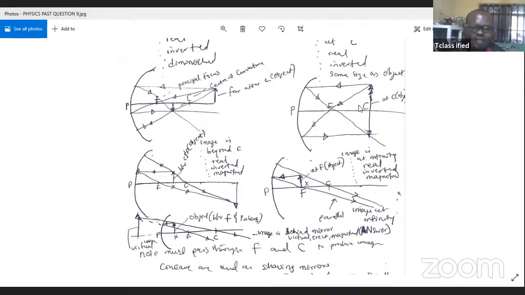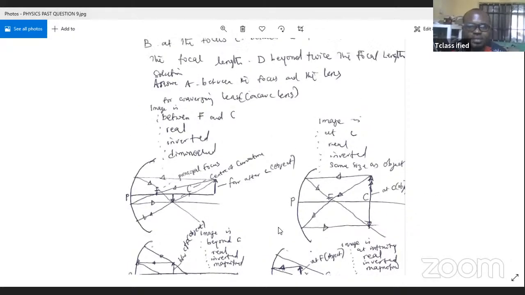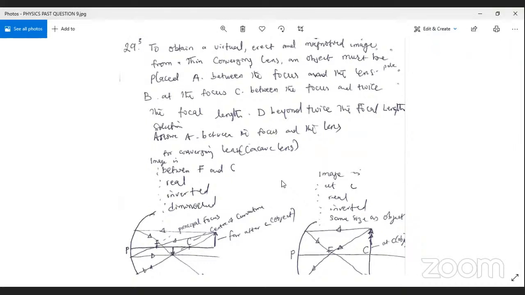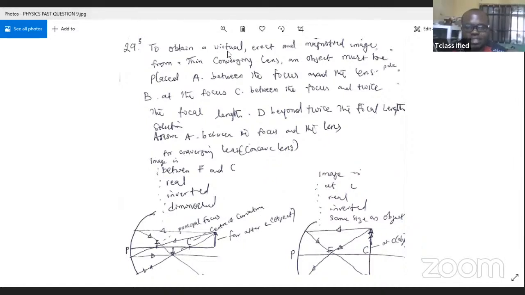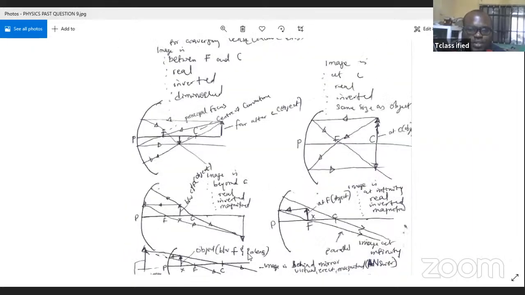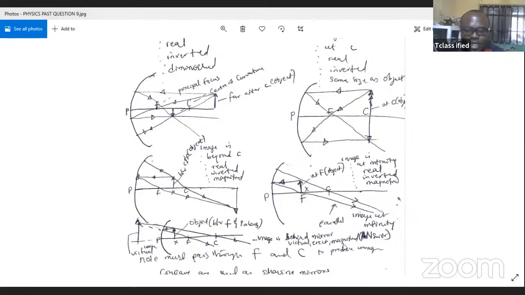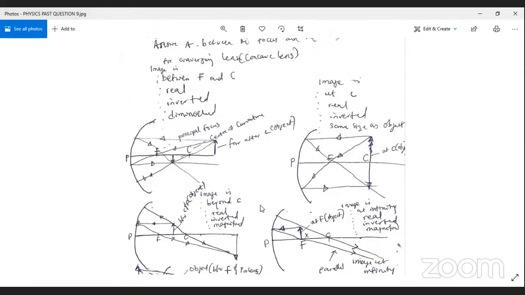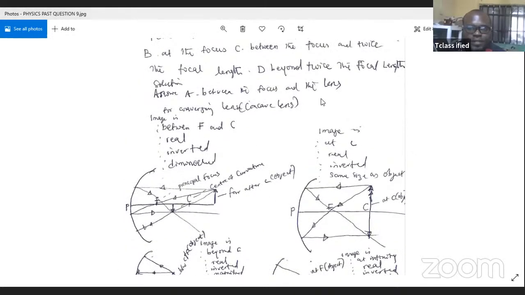So from the illustration I've given you, which of them do you think answers the question? Check out. The last one, good. Because they are looking for the one that will produce an image that is virtual, erect, and magnified. And you can see the last one produces that. But where is the position of the object? It is between the pole and focus. And that makes A the answer, between the focus and the lens.